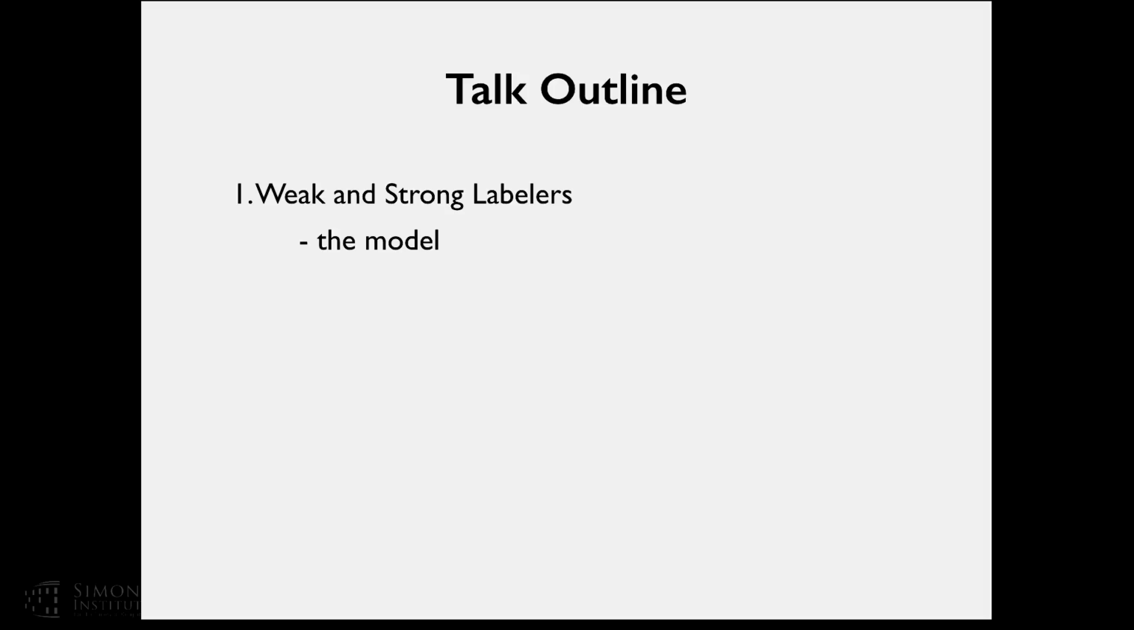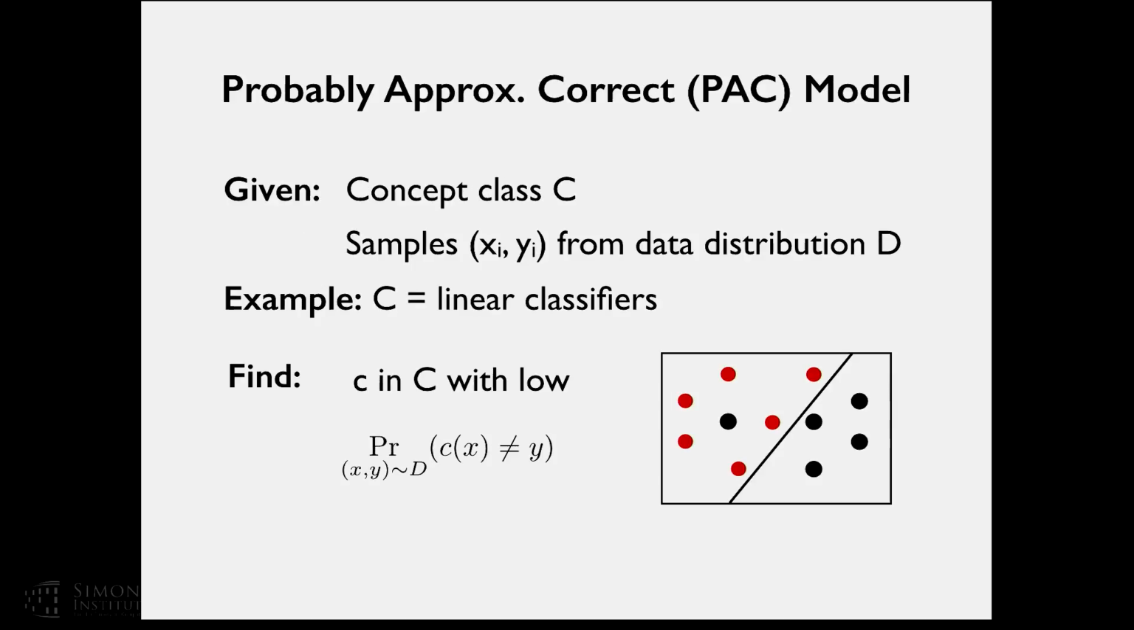Okay, so let's start with weak and strong labelers, and let's start by taking a look at the model. Let me first tell you a little bit about the model, and then we will talk about weak and strong labelers. The model that we are going to use for this problem is called the PAC model, or the probably approximately correct model.